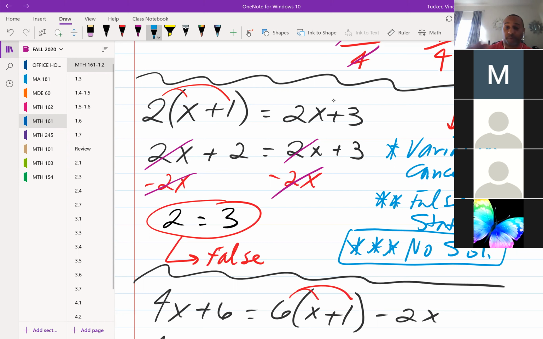Notice I didn't say if you end up with 2 equal to 3, because if you had decided to subtract 2 from both sides, you would have had 0 equal to 1 first. Or if you would have subtracted 3 from both sides, you would have had -1 equal to 0. Either way, both of those are false statements. So the bottom line is if your variables cancel and you end up with a false statement, then your answer is no solution. I can leave that right there.